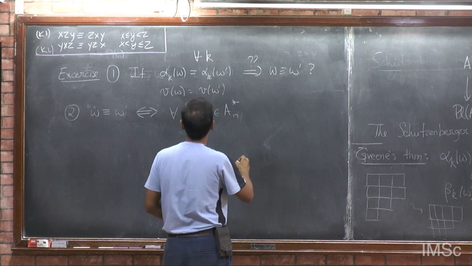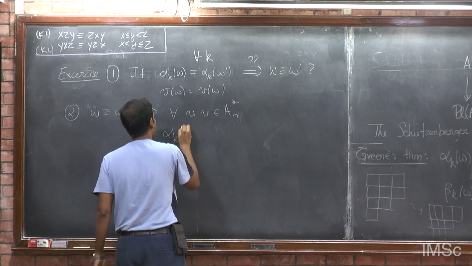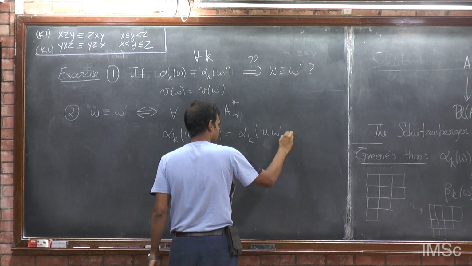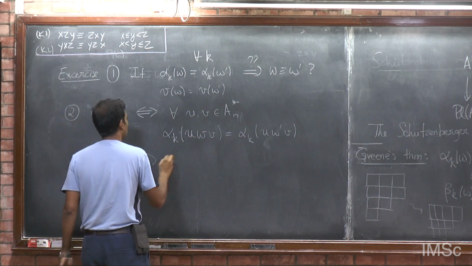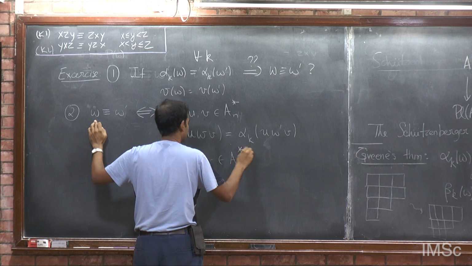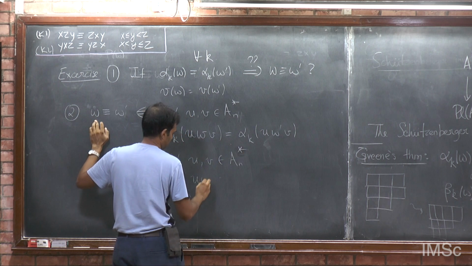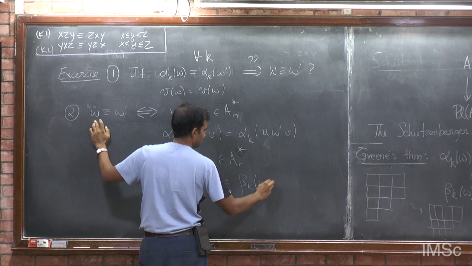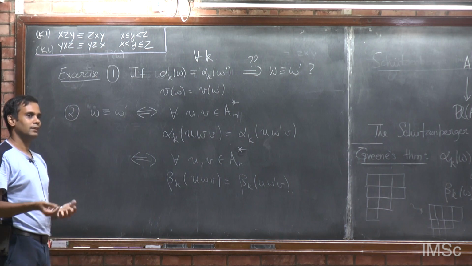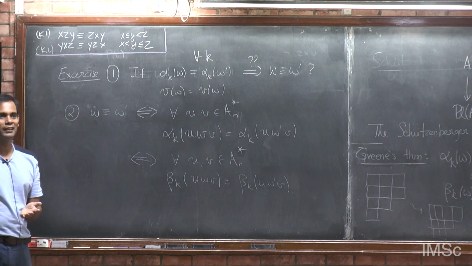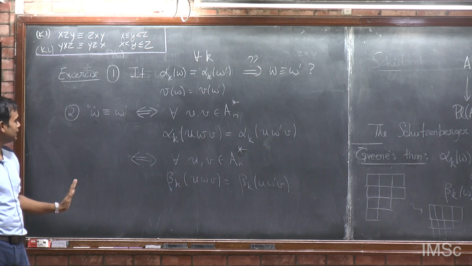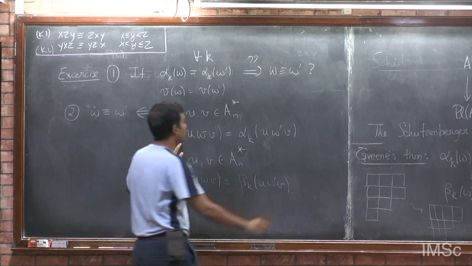If for every U and V in A_n star, alpha_k of U W V is equal to alpha_k of U W' V, which is also equivalent to, for all U and V in A_n star. So let's assume these are in A_n. In some sense, Knuth equivalence is determined by Green invariants, but not just on the words, on all extensions of the words. One way is easy, right? If for all k, of course.